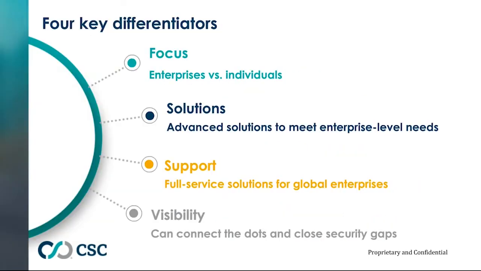Thanks, Fred. That was a nice walkthrough. From our perspective, there are 4 key differentiators between enterprise class providers and retail grade registrars. Number 1 is focus, so focusing on enterprises rather than individuals or entrepreneurs. Number 2, solutions, being in the business of security and having the ability to provide enterprise level solutions. Number 3, support, having full service global solutions to suit global enterprises. And number 4, visibility, having a holistic view, enabling our clients to connect the dots and close any security gaps proactively. I'm going to go through each of these one by one.